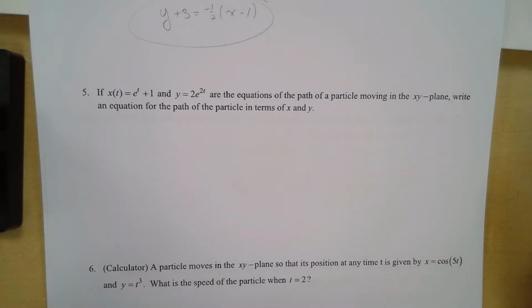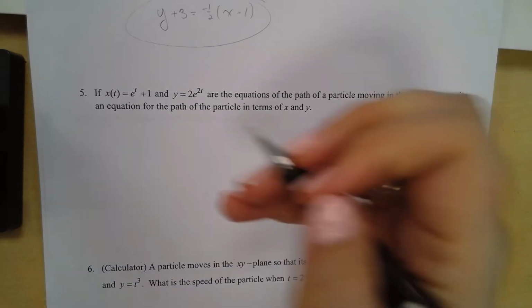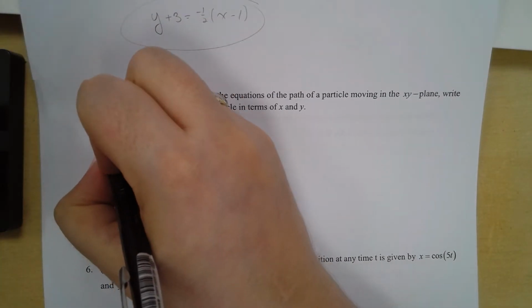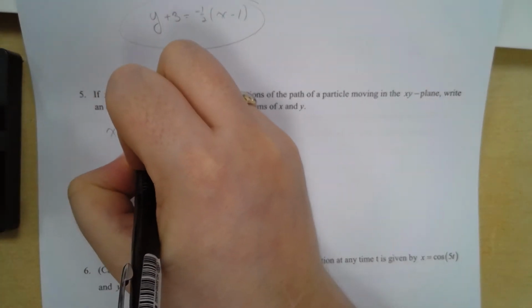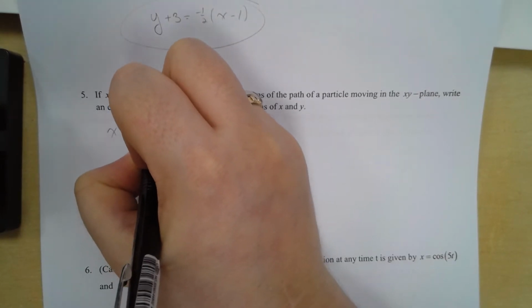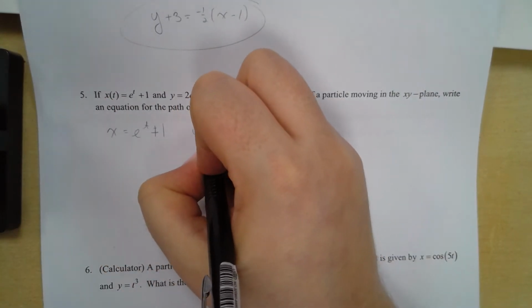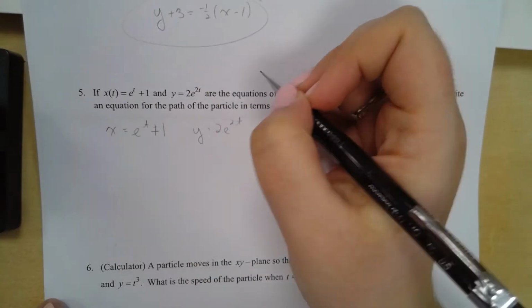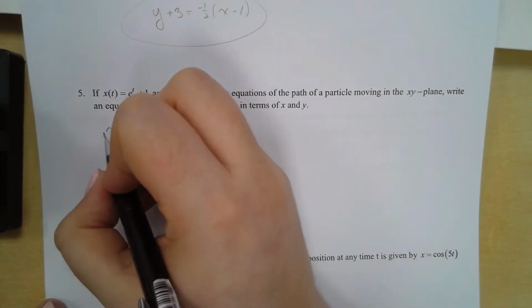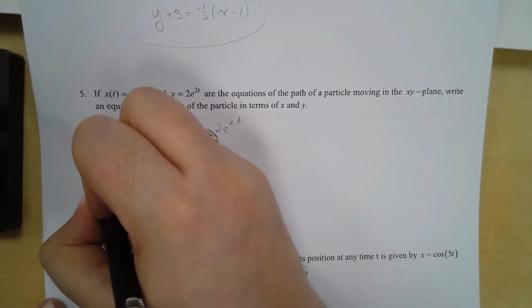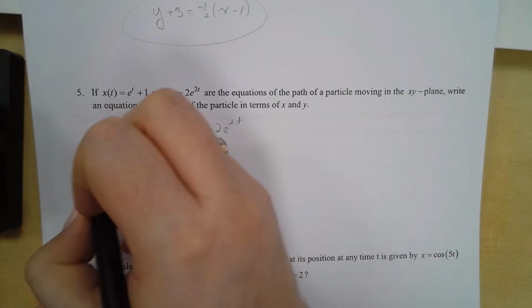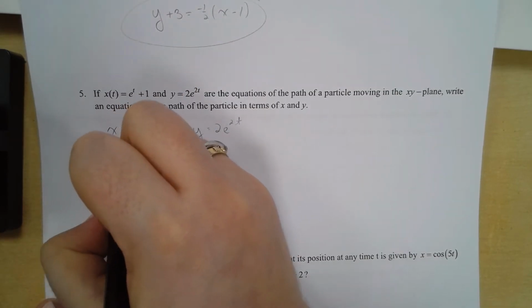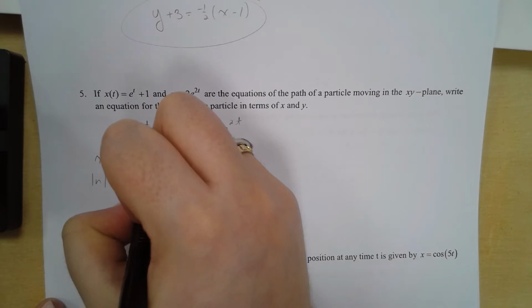Well, all that this is asking is for us to basically eliminate the parameter. So if x is equal to e to the t plus 1, I should be careful about that, and y is 2e to the 2t. I'm going to write x in terms of t. So x minus 1 equals e to the t. Natural log of x minus 1 is equal to t.